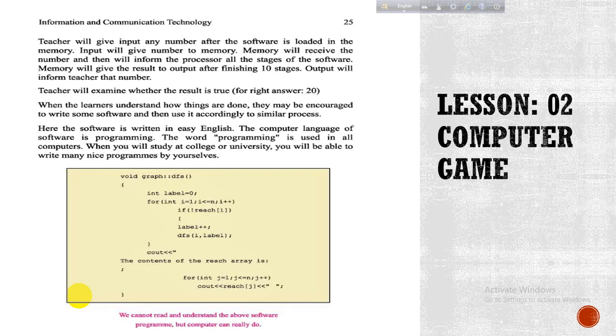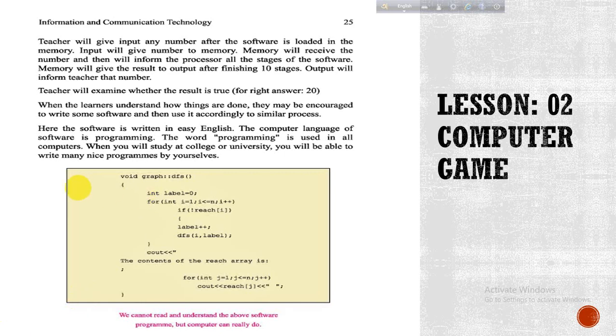Then memory will inform the processor all the stages of the software. That means memory will inform the processor all the stages of software in the computer. There were actually 10 stages. After finishing all the 10 stages, memory will give the result to output.